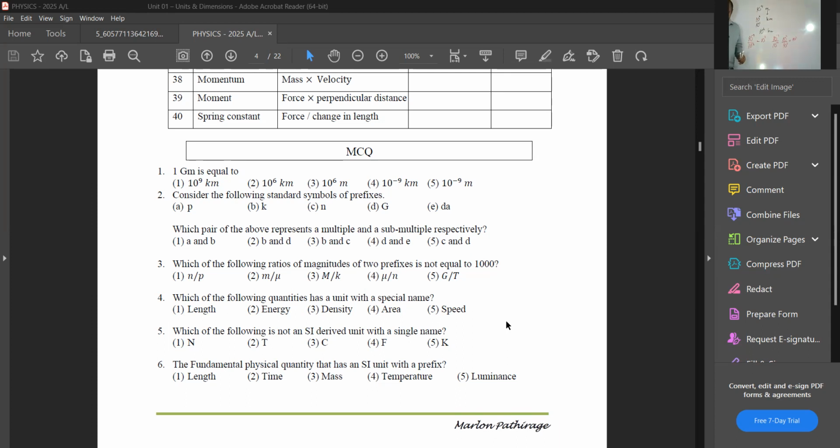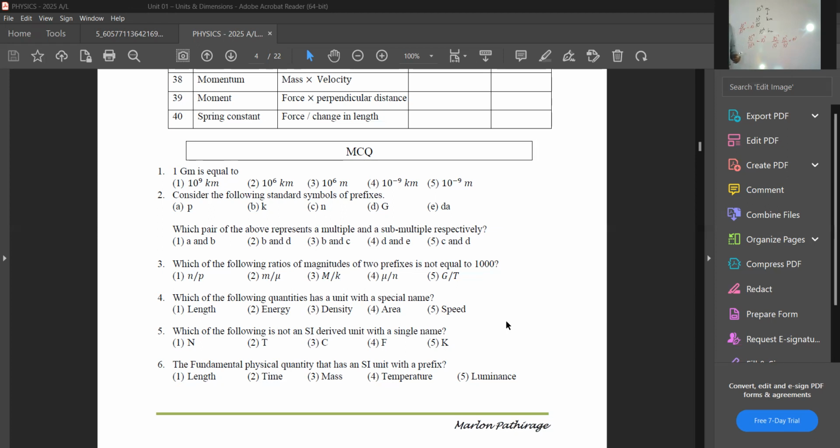Then again, two submultiples. One is nano, one is micro, the other one is nano. So the lowest one is in the denominator. The difference is minus 3. So the answer is equal to 1000. Something like this: 10 to the power 6 over 10 to the power minus 9. Minus 6 over minus 9 means it is equal to 10 to the power plus 3, because if we bring this one into the numerator, it becomes plus 9. Plus 9 minus 6 means plus 3.